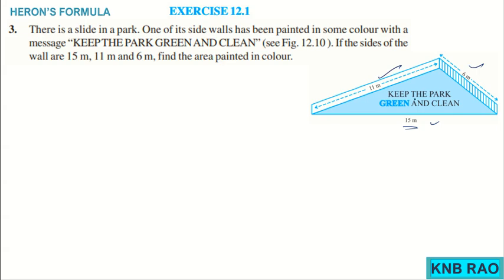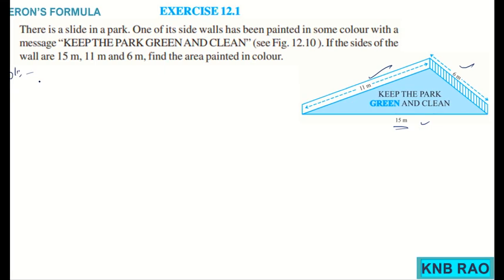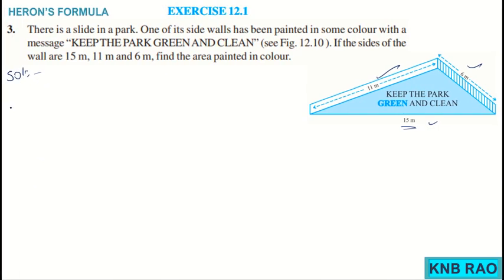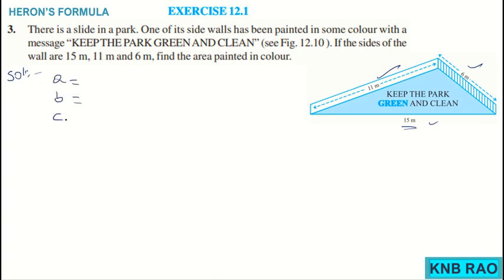It's just like a scalene triangle only. Find the area painted in color. That means we have to find the area of this scalene triangle. Same again, we know here all three sides of the scalene triangle: 15, 11 and 6 meters.